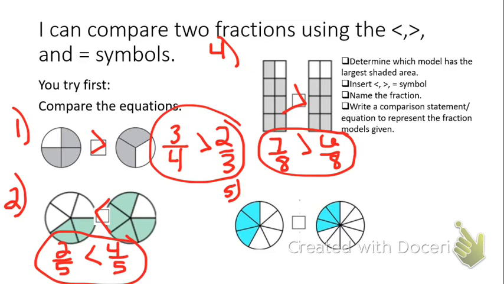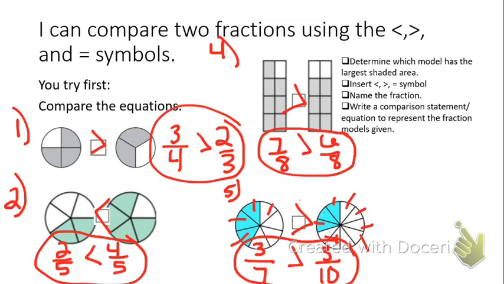Okay, I'm looking at this, and I think this guy has more colored in. Yeah, it's almost half, but not quite, and this one's almost a fourth, but a little bit over. So I think that one's bigger. 1, 2, 3, 4, 5, 6, 7. Yep, there's 7 pieces. How many are colored in? Well, there's 3 colored in, so I'm going to write that. And then here I have 3 colored in out of 1, 2, 3, 4, 5, 6, 7, 8, 9, 10, and this guy is bigger. We already determined that. Just drop my symbol in, okay?